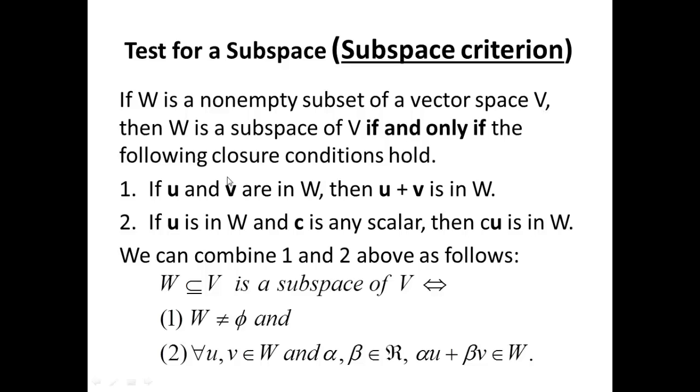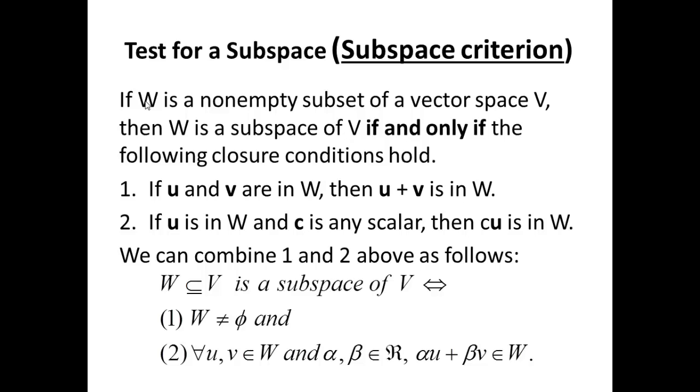Number 1, U and V in W implies that U plus V is in W. Closure under addition. Number 2, U in W and alpha is a scalar, then alpha U is in W, i.e. closure under scalar multiplication. So if you can verify closure under addition and closure under scalar multiplication and show that W is non-empty, then we conclude that W as defined is a subspace of the given vector space V.